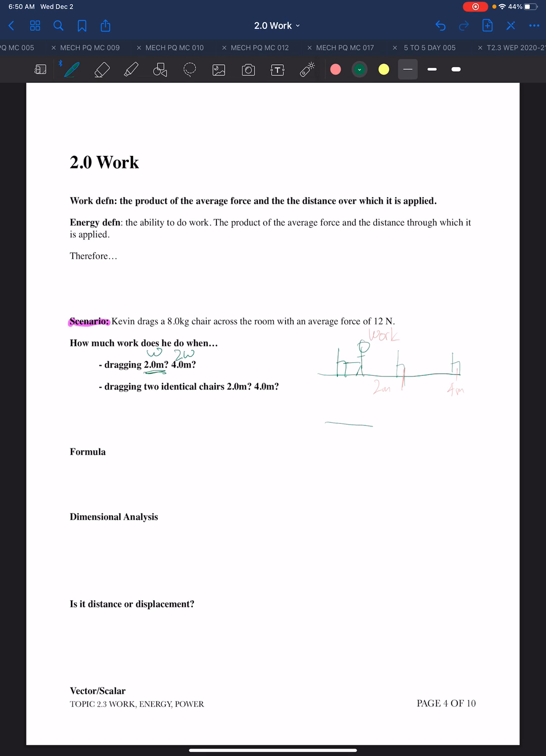And now let's imagine he's got 2 identical chairs that he drags. Maybe they're stacked on top of each other, and he drags those 2 chairs. Now when he drags those 2 chairs 2 meters, it's also pretty easy for us to understand that he will have done twice as much work as he did with dragging 1 chair. So with 2 identical chairs 2 meters, it would be twice the work. And then when he drags those 2 chairs to a distance of 4 meters, he would have done 4 times the work, twice as much work as in dragging it 2 meters.